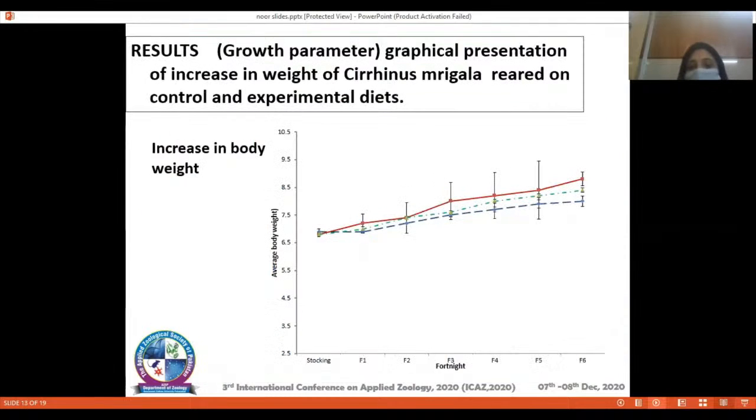Next we will discuss the results. In the results, the first parameter is the growth parameter. As you see, this is the graphical representation of the increasing rate of Cirrhinus mrigala based on the control and experimental diets. The red line shows the maximum increase in body weight. The red line indicates the treatment PT1. PT1 is the treatment that has the protease at 0.1 mg/gram.